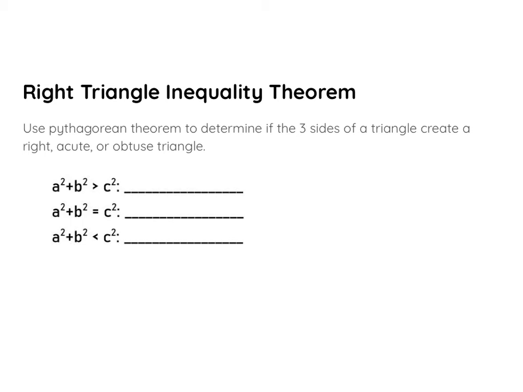Last thing we have to talk about is the right triangle inequality theorem. So we can use the Pythagorean theorem to help us with this. It is going to help us classify if we have a right triangle, an acute triangle, or an obtuse triangle. So the first one, that's easy. A squared plus b squared equals c squared. That's if we have a right triangle. That is the Pythagorean theorem.